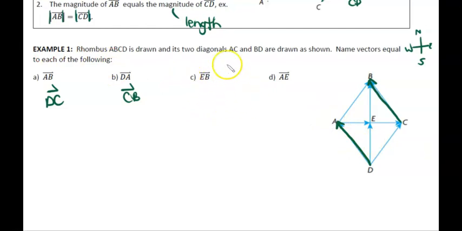EB. If we have E going up to B, that's just directly north. So another vector that is going directly north is GE. And then finally we have AE. That's going east, and then we have EC also going east with the same magnitude.